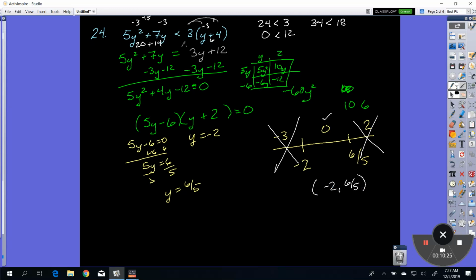And because it was not an equal to, we use parentheses, not the brackets. So that's the only interval where I can have x values, or y, whatever this variable is, that will make the left side less than the right side.